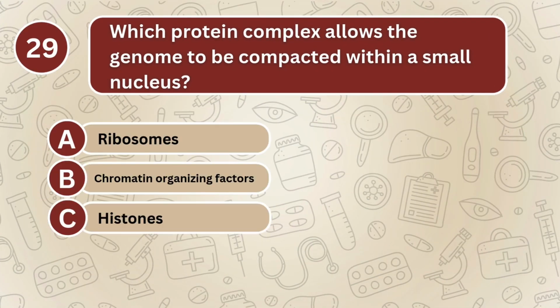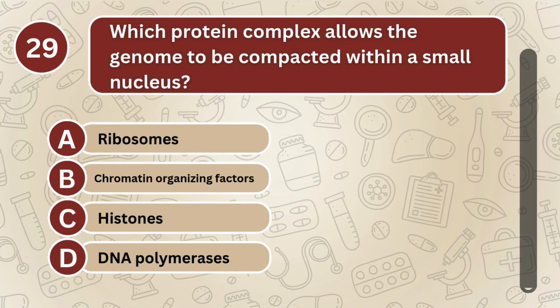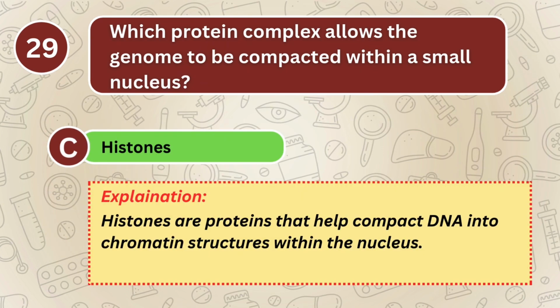Which protein complex allows the genome to be compacted within a small nucleus? Ribosomes, chromatin organizing factors, histones, or DNA polymerases? Correct answer is C, histones.